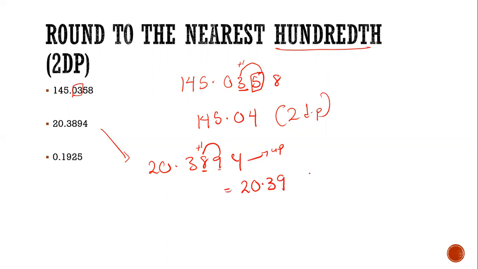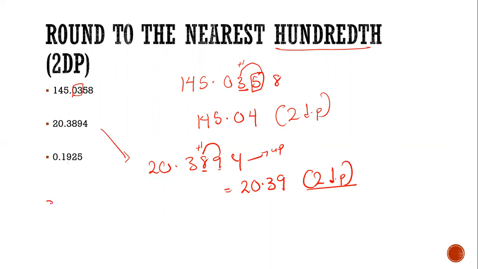20.39, 2 decimal places. So it's always good to write this out so that the person knows, oh, you rounded it to 2 decimal places. The person seeing your answer will know, okay, this person rounded it to 2 decimal places.